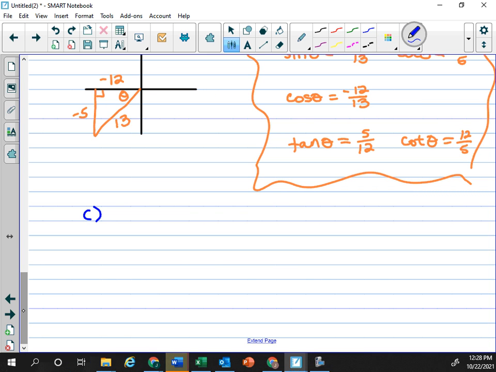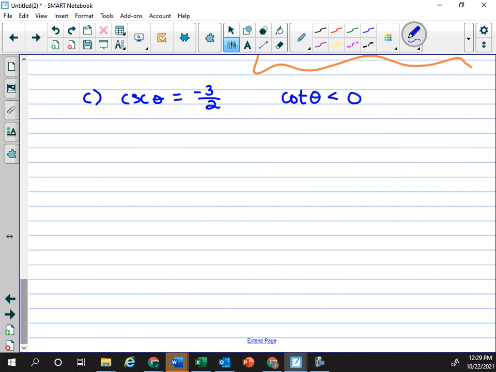All right, let's try cosecant of theta is negative 3 over 2, and cotangent of theta is less than 0. I want you guys to try this one. You can work with your neighbor if you need to.